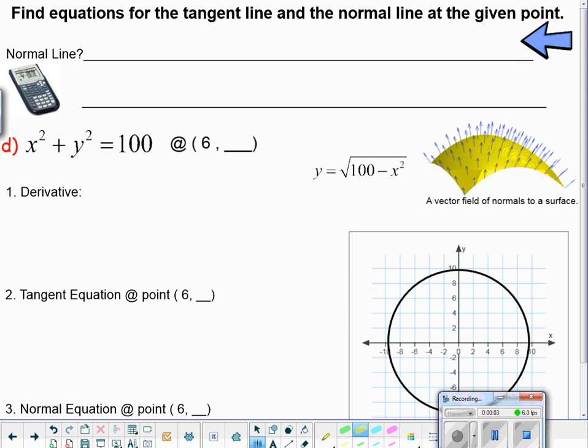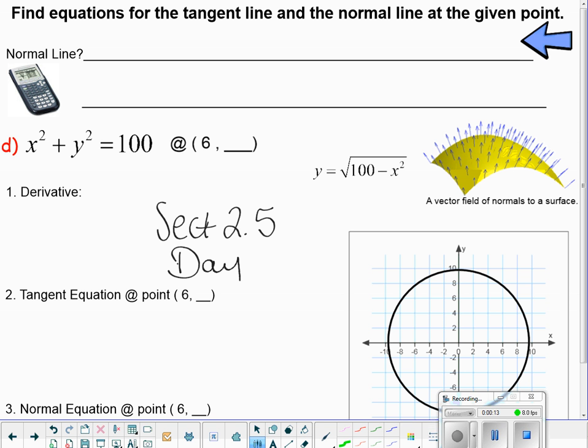Okay, looks like we are live here, and I'm working on section 5 of chapter 2, so section 2.5. This is day 3 of implicit differentiation. So, what do we know about implicit differentiation? Well, we've learned quite a bit so far, and now what we're going to do is use it in an application. And one of the new things that we click on here is what is a normal line?